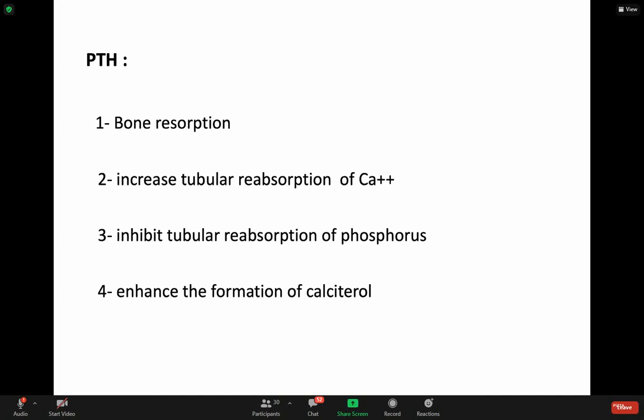Right? Why high phosphorus? Because the gate is closed. Okay. The main way of getting rid of the phosphorus is by the kidney, and the kidney is not functioning well. The kidney is not excreting the phosphorus out. So that's why I will have high phosphorus. So having high phosphorus and low calcium will stimulate the parathyroid hormone, right? That will sense the parathyroid gland.